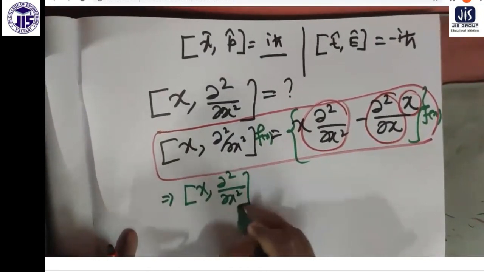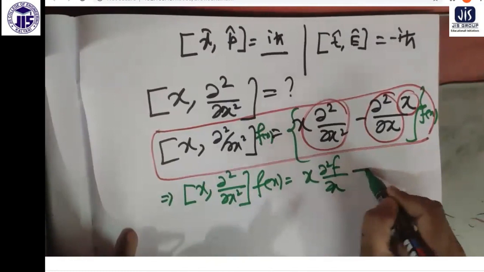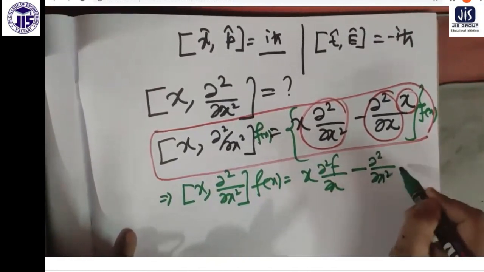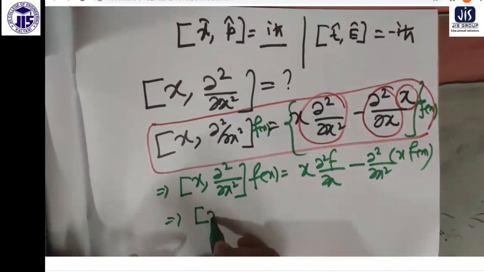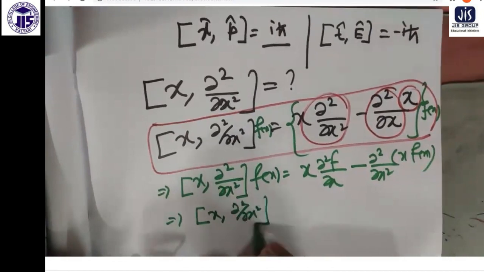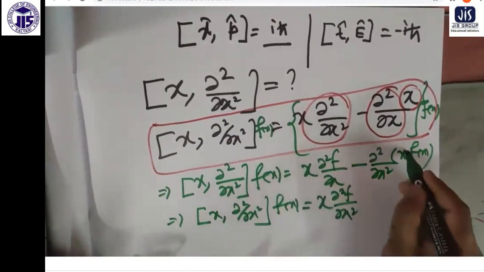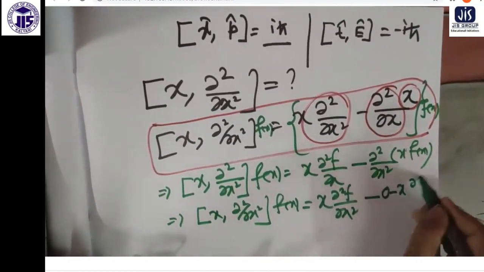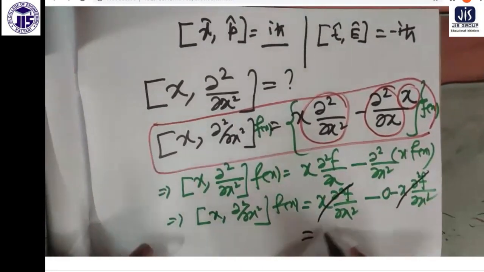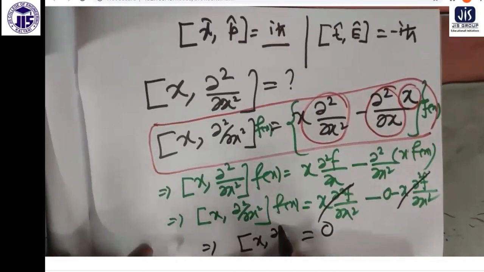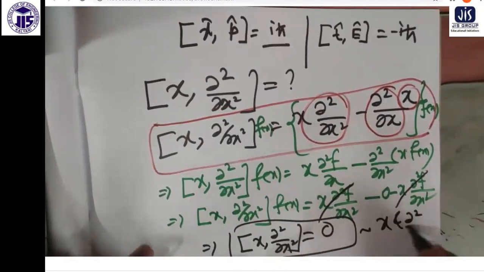Every year in examination, one commutator bracket calculation will come. So this will be x d²f/dx² minus d²/dx² acting on the two functions x and f(x). The result of this commutator bracket will be x d²f/dx² minus, the double derivative of x being 0, x d²f/dx², and you can see the first term and last term will be gone. So basically the commutator bracket of x and d²/dx² is becoming 0. At least we get one case where x and d²/dx² are commuting with each other.